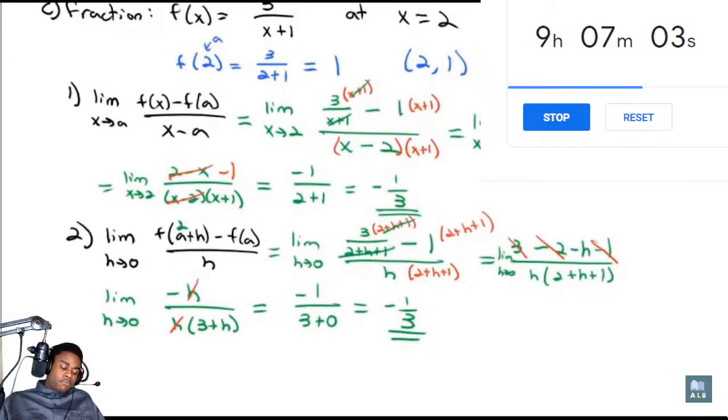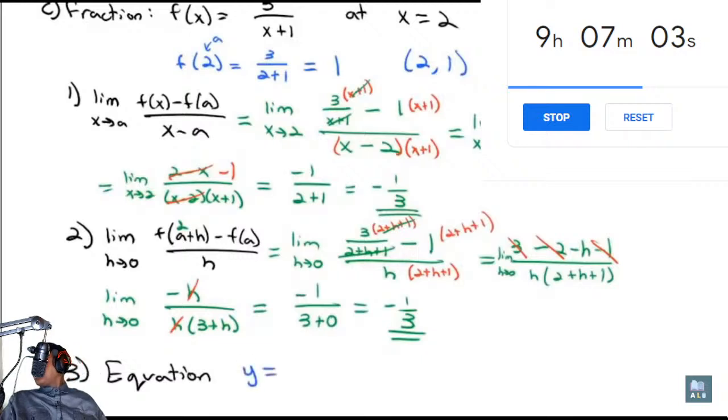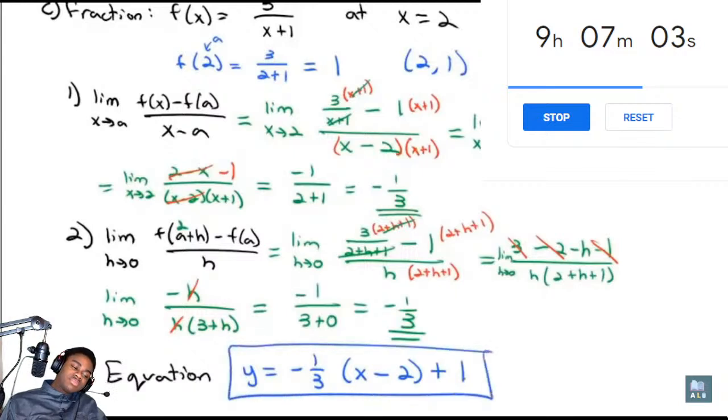Same answer both times, so I'm feeling pretty confident going into my equation of the tangent line here. The equation is y equals my slope, negative 1/3, times x minus the x-coordinate, which is 2, plus the y-coordinate, which is 1. The equation of the tangent line to 3 over x plus 1 at x equals 2 is y equals negative 1/3 times x minus 2 plus 1.